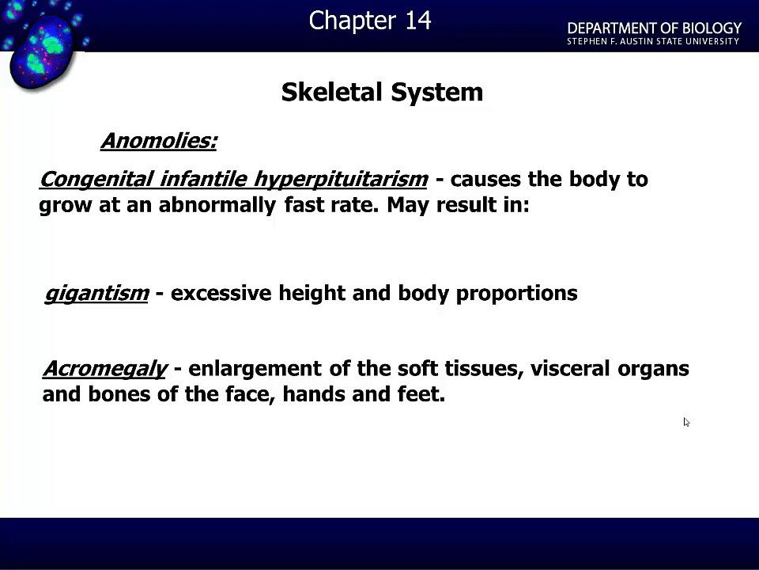However, if this occurs later in life, so it's not a congenital defect, but it's something that occurs later, then you're going to have enlargement and unusual growth of the soft tissues, visceral organs, and just enlargement of the bones of the face, the hands, and the feet. It's not an overall, everything proportionally gets bigger.